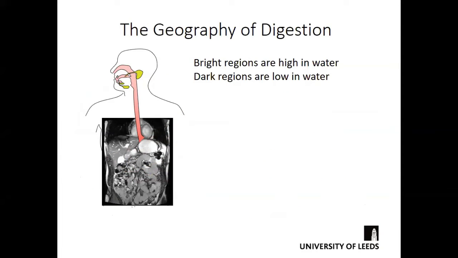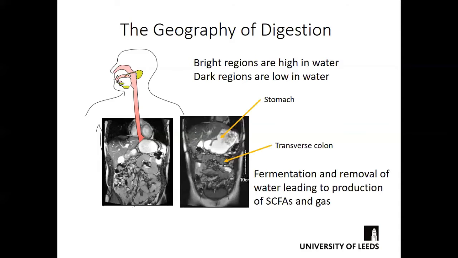In these images from MRI, you can see bright regions are high in water and darker regions are low in water. So regions such as the stomach, where you can see the esophagus empties into, are shown bright, and regions below that have a mixture of darker regions depending on the water content. And you can also see black regions which represent areas that are filled with gas as a result of fermentation.